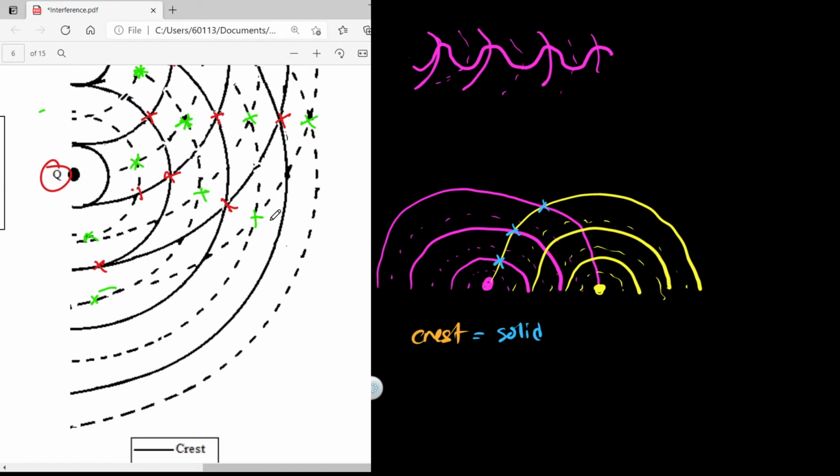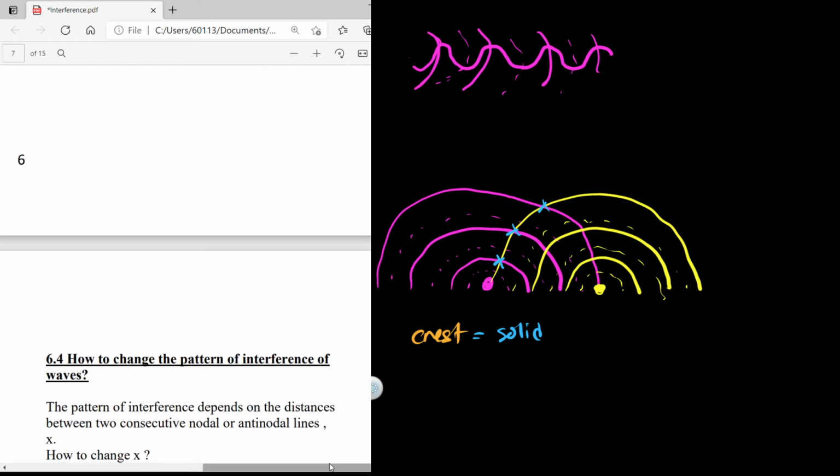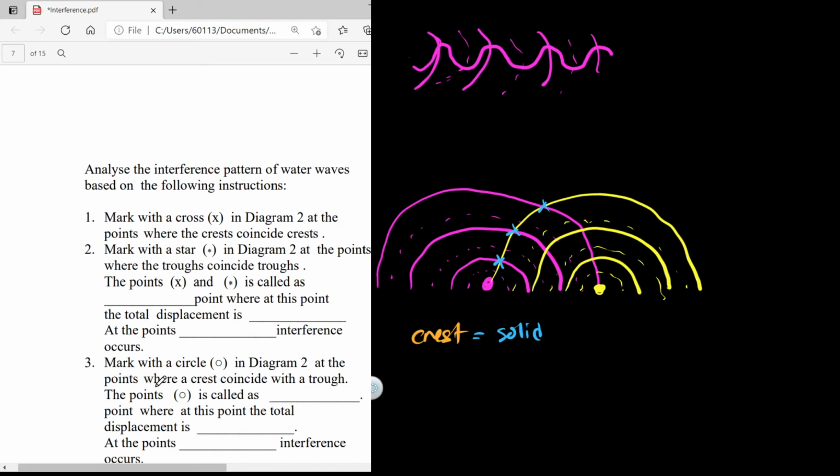So do we have other star? Okay, I think that's all for star. Next, the point X and star is called what at this point? So what is X and star? X is crest meeting crest, right? So let's just write it here. X is crest meet crest, and star is trough meet another trough coming from other sources.